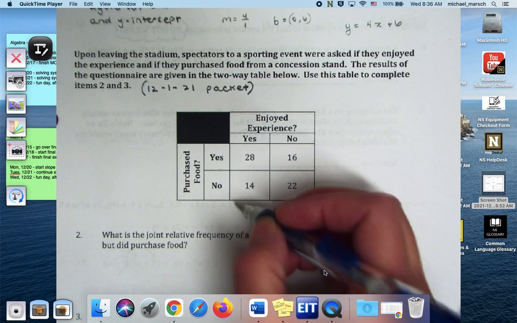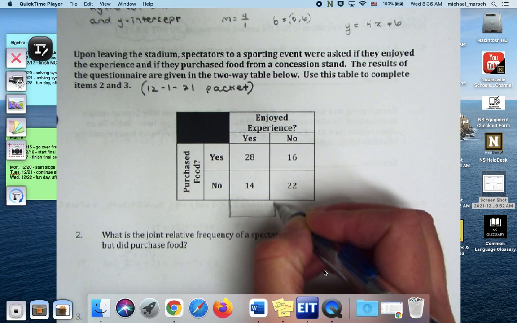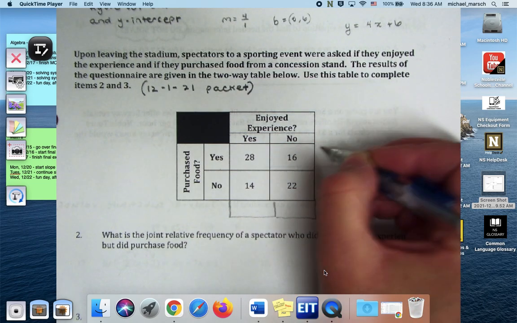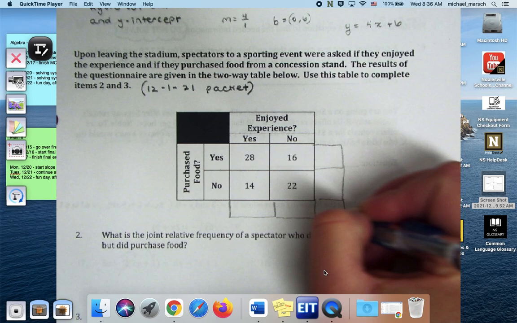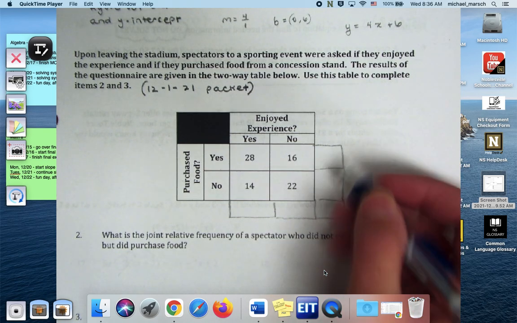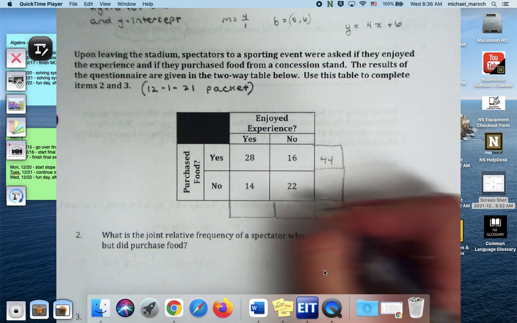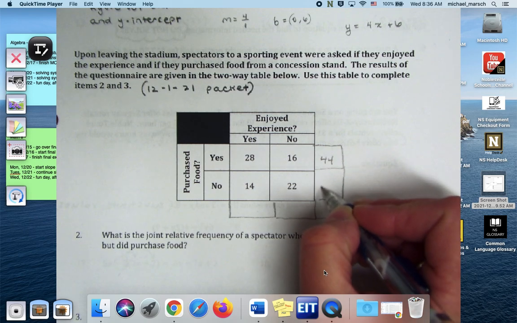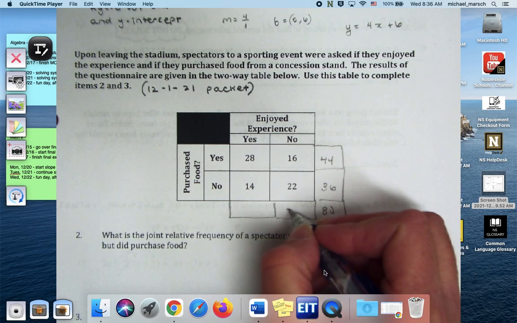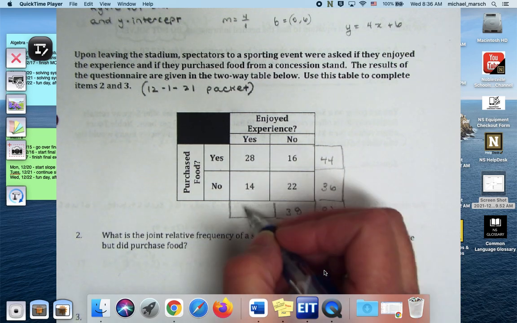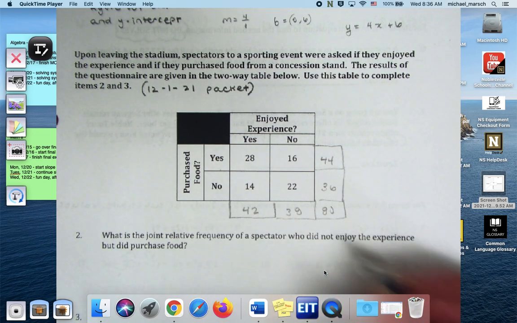Okay. Numbers 2 and 3, we have a frequency table. The only thing missing here are the total columns and rows. So I would just add those in. 28 plus 16 is 44. 14 plus 22 is 36, and that adds up to 80. And then I would make sure that this also added up to 80, which it does, so everything is good.